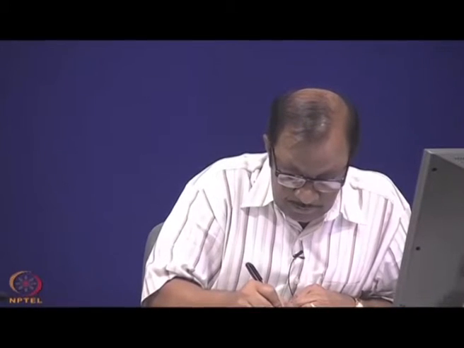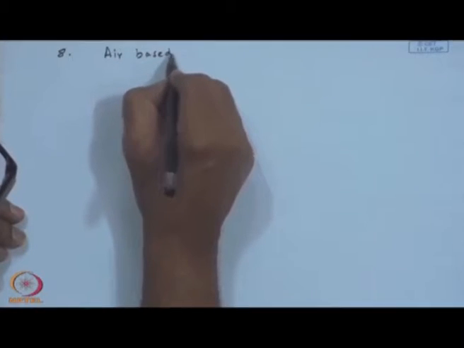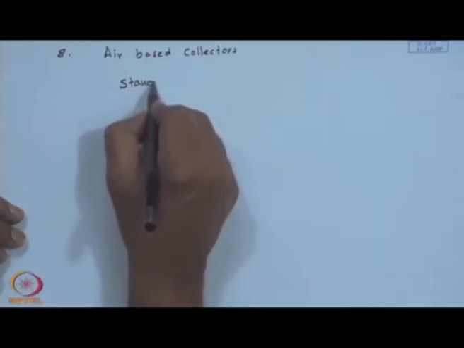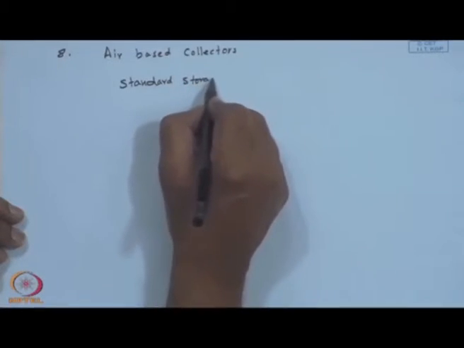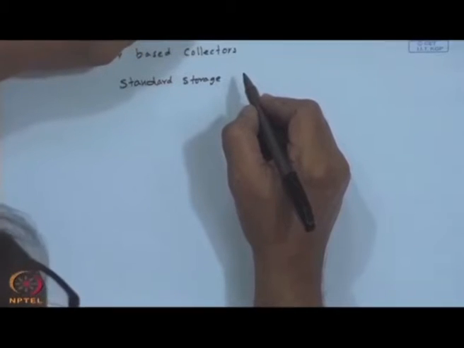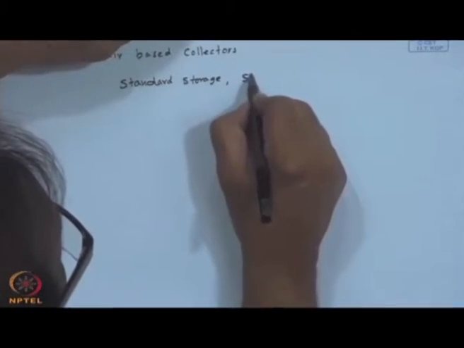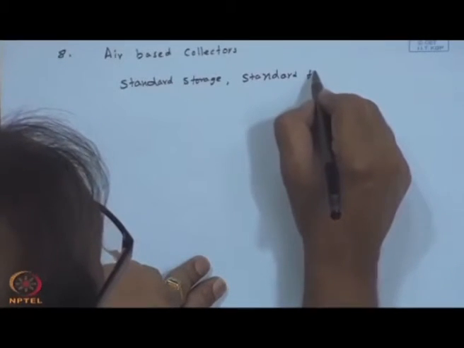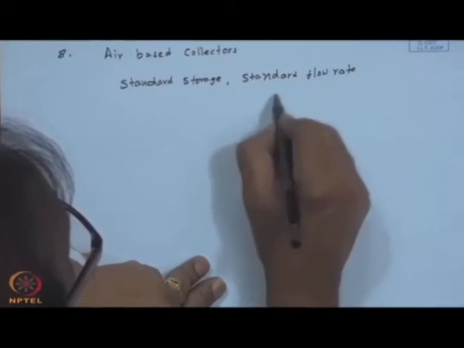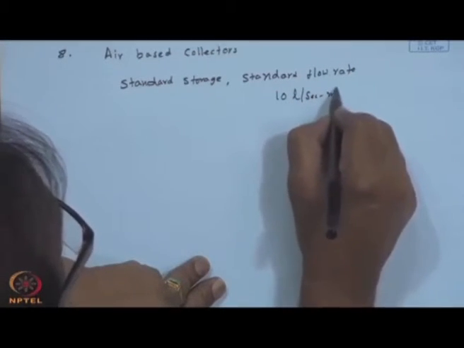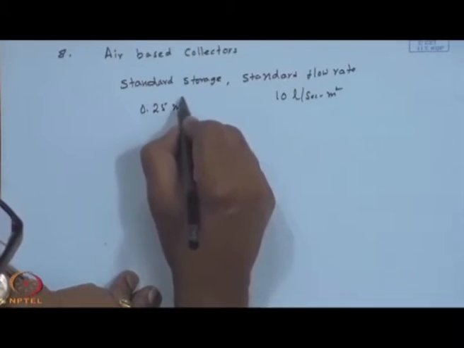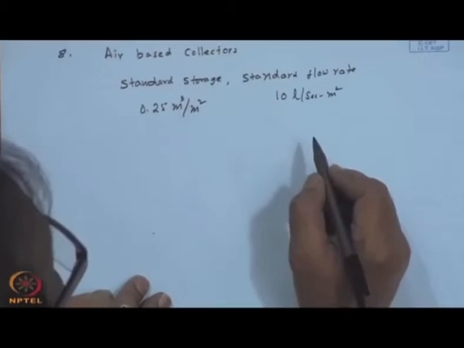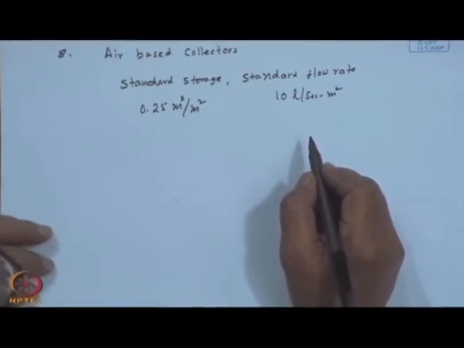So, second one is, if I use air based collectors and the standard storage, what is the standard storage? A 0.25 meter cube per meter square of the pebbles, and then standard flow rate. What is the standard flow rate? 10 liters per second per meter square under NTP. So, these are numbers I am repeating so that you will be remembering, and once you say standard storage and standard flow rate, you must almost be able to know what they are.